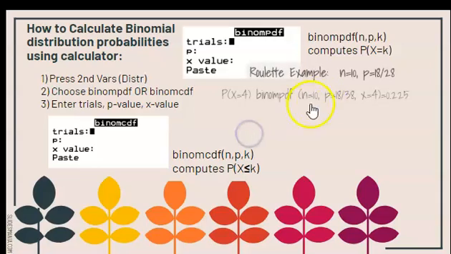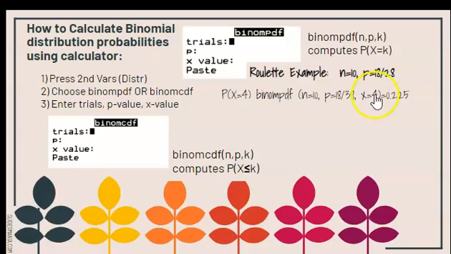For instance, with the roulette example we've used before, if x is 4 successes, I would choose binomial PDF and I would label. You have to label these. If you don't label them, you don't get credit. N is 10 spins. Probability of a success is 18 out of 38. Number of successes 4 gives me a probability of 0.225.